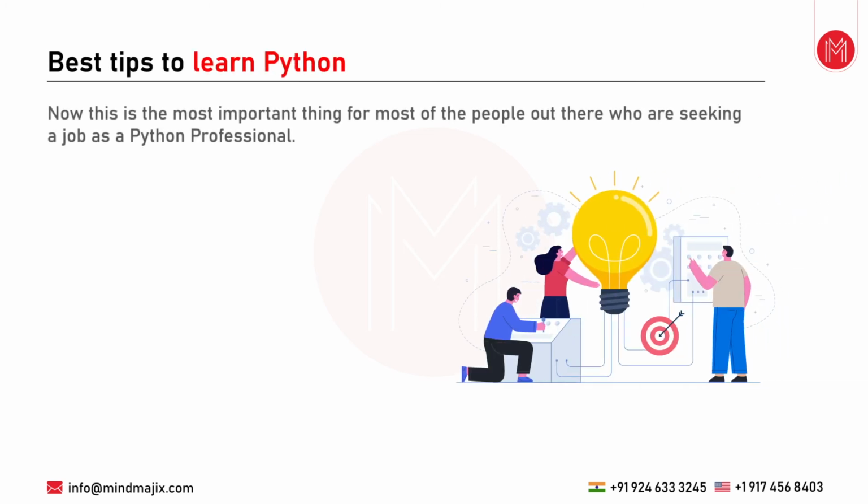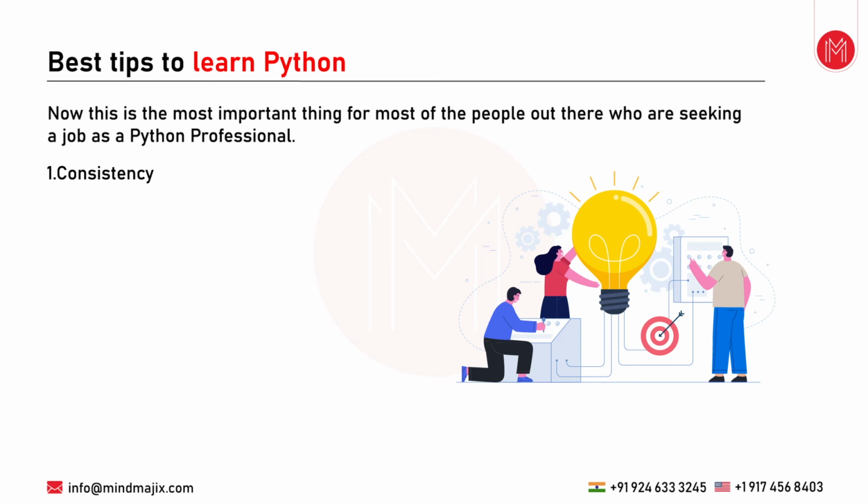Okay, so now this is the most important thing for most of the people out there who are looking for a job as a Python professional. So the first point that I would like to discuss here is that of consistency. So you should ideally allocate time daily for learning Python. Even if it is 1 hour, I want you guys to practice Python programming daily. So this brings consistency and confidence in you to learn Python.